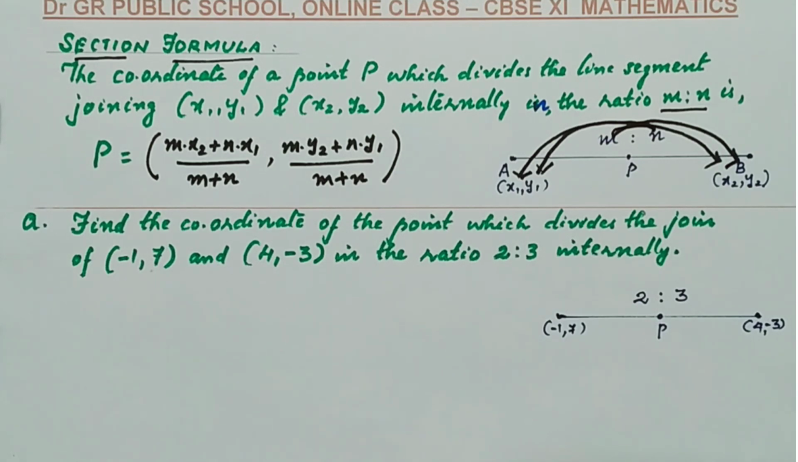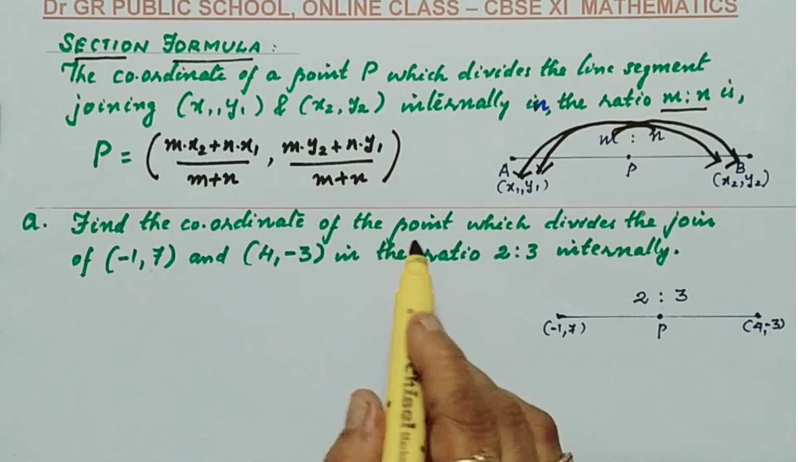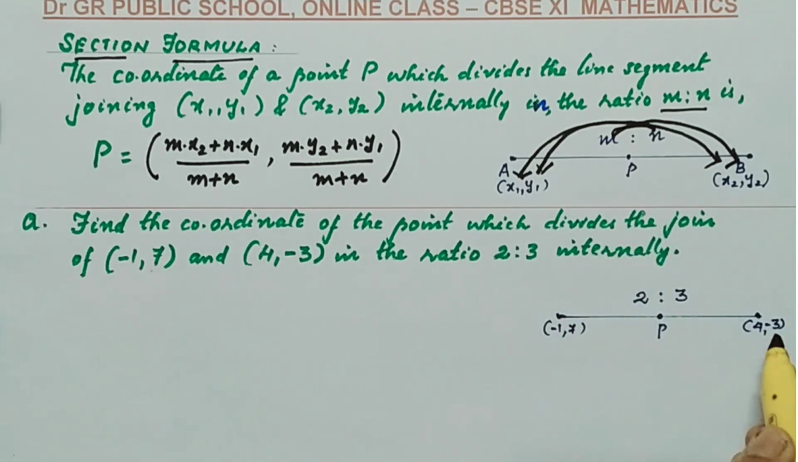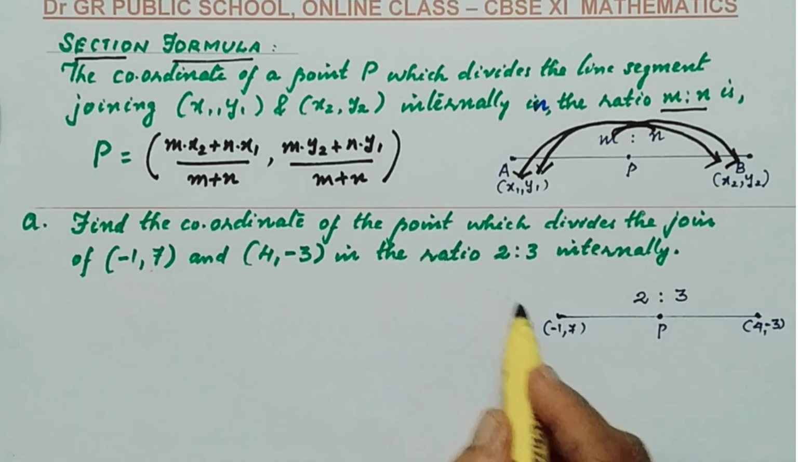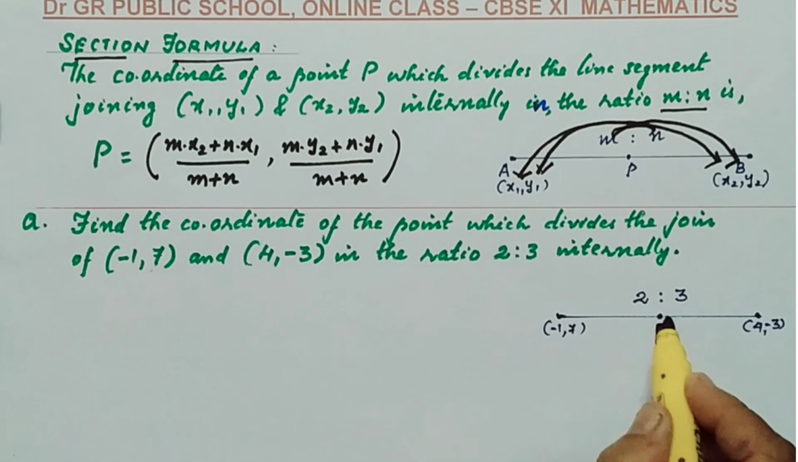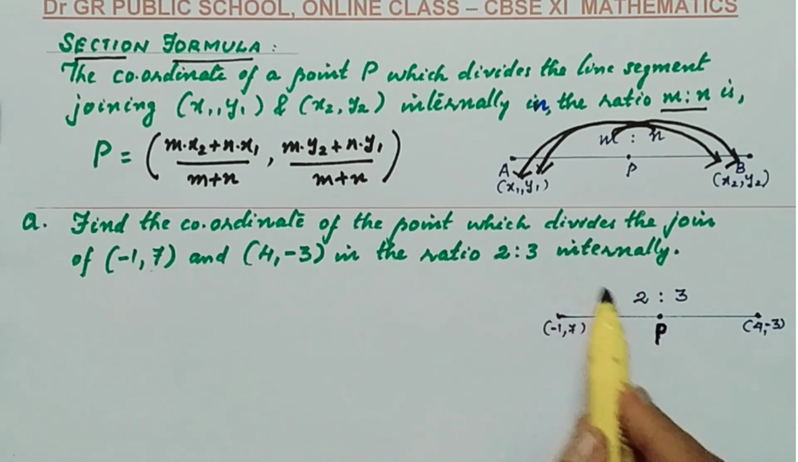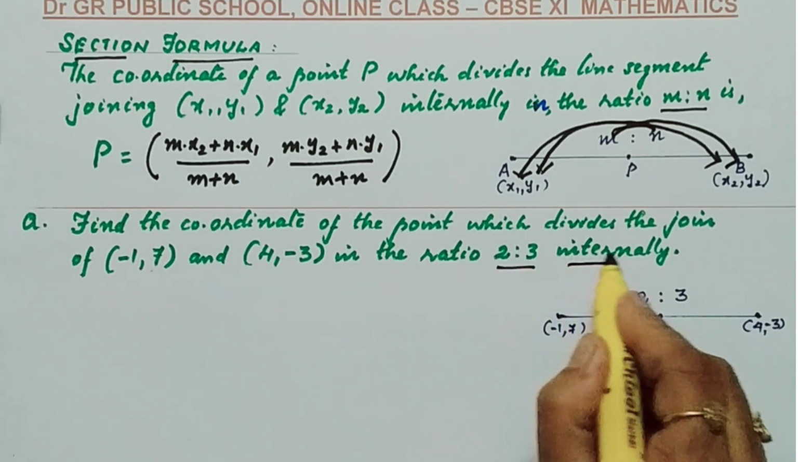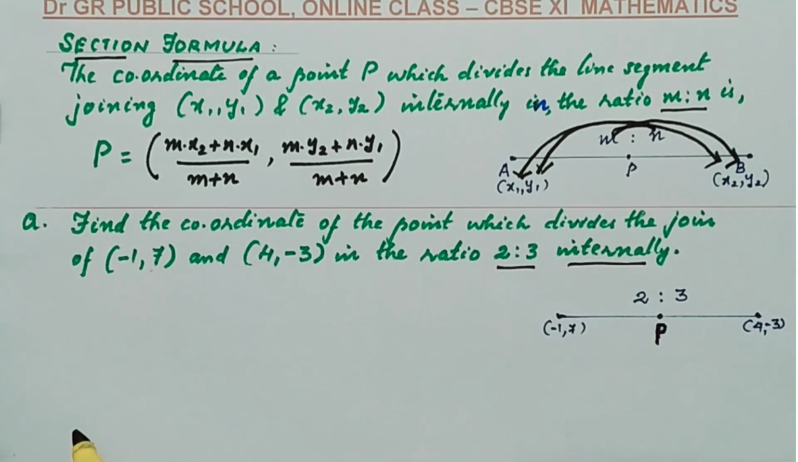Come to a question. Find the coordinates of the point which divides the join of -1, 7 and 4, -3. Read the question, you need to draw a figure like this. Find the coordinates of a point P, which divides the line segment joining the points -1, 7 and 4, -3 in the ratio 2:3 internally. The division is internal division and the ratio is given as 2:3.